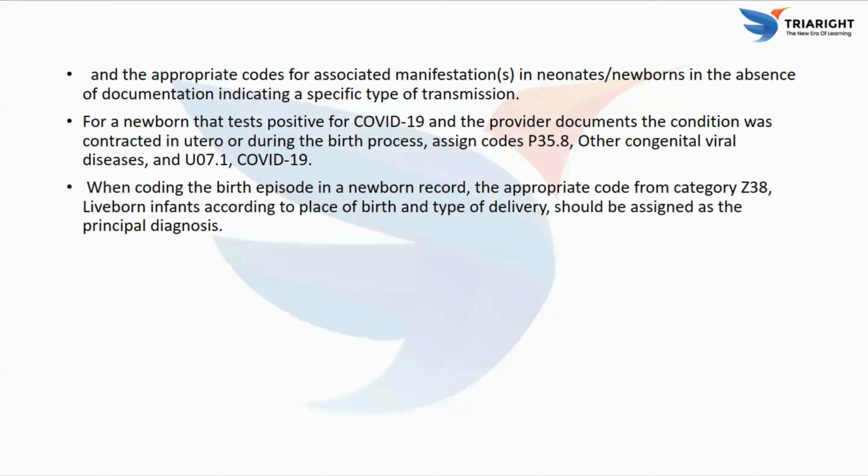So what is the example for the birth episode coding? A baby born in the hospital by normal delivery. So which code will you assign? Z38.00. If a baby is born in a hospital by C-section, then you have to assign the code Z38.01. So the first code should always be from Z38 when the baby is newly born.